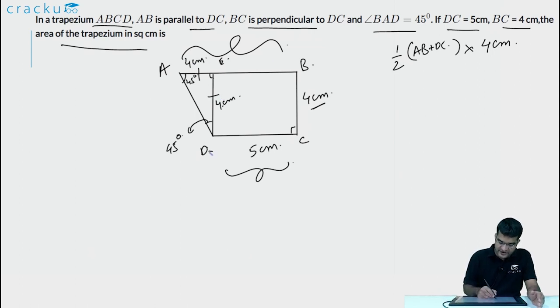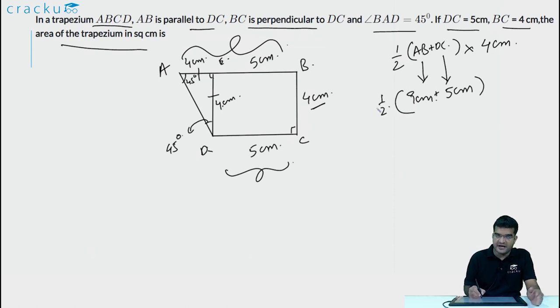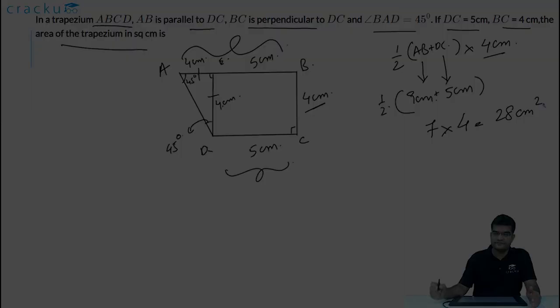The length of BE will be equal to the length of DC, which is equal to 5 centimeters. Or the length of AB will be equal to 9 centimeters. The length of DC we know is equal to 5 centimeters. So their average will be half of 9 plus 5, that is half of 14, which is 7 centimeters. Into the height of the trapezium is 4 centimeters. So the area of the trapezium is equal to 28 centimeters square.